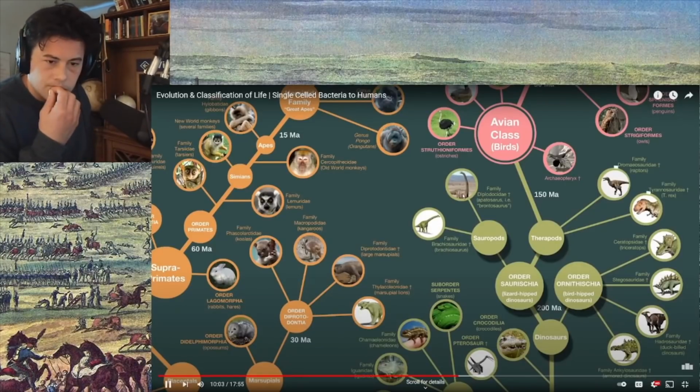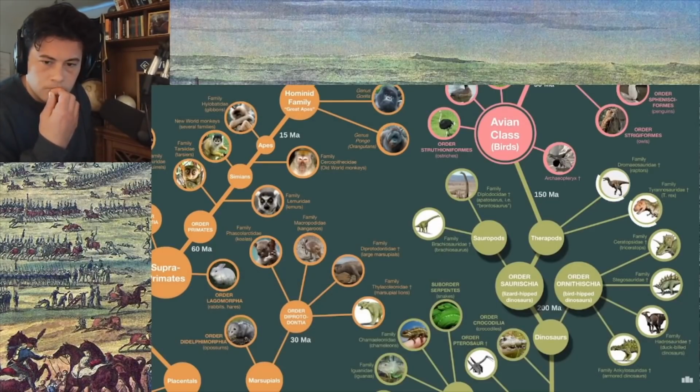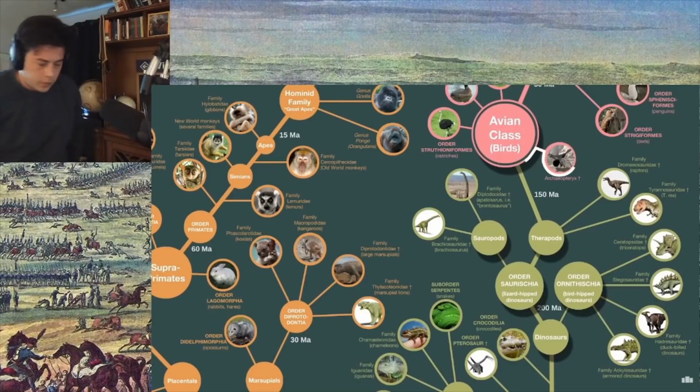In the theropod group, we get the infamous T-Rex as well as the raptors. The theropods are also important because it is from that group that birds eventually evolved, one of the earliest being the Archaeopteryx. Now, you might have thought that birds would have evolved from the bird-hipped dinosaurs, but take note that they actually evolved from the lizard-hipped dinosaurs, and in particular from the theropods.